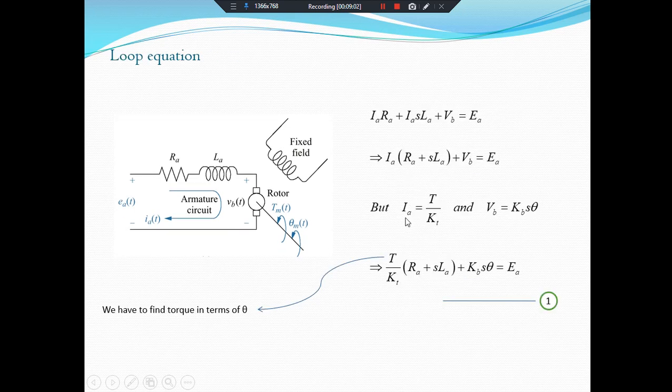We will put the value of armature current and VB back EMF in this equation, and we will get this equation. The value of IA is equal to T by KT, RA plus SLA plus the value of VB, which is KB s theta. We have to find torque in terms of theta. Actually, we have to find the relation between theta and EA. So we will replace the terms of torque with theta, and we will find the output.